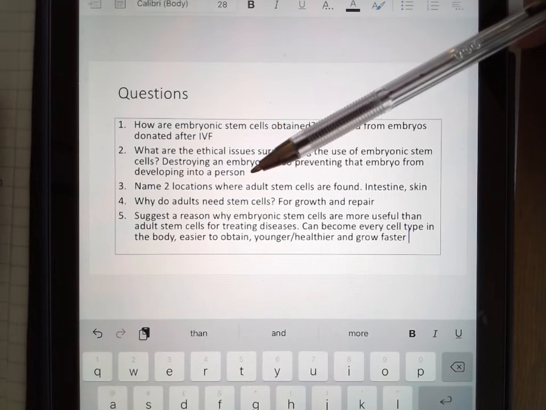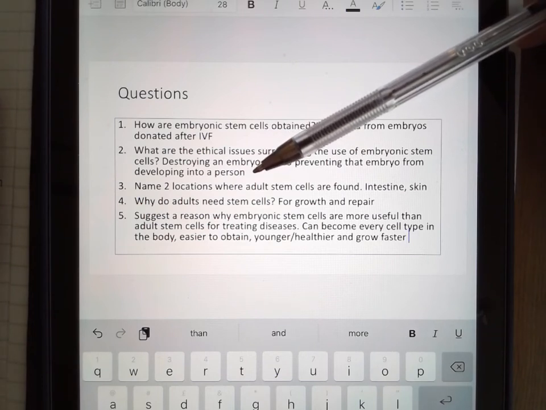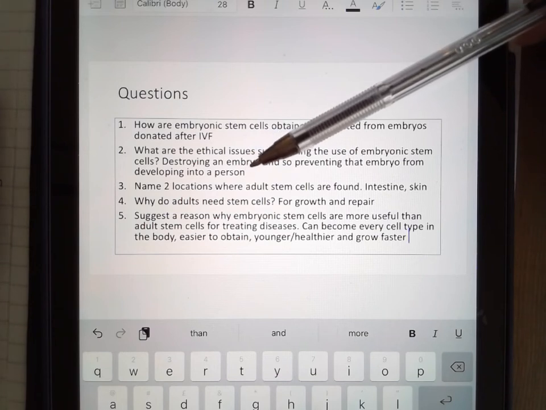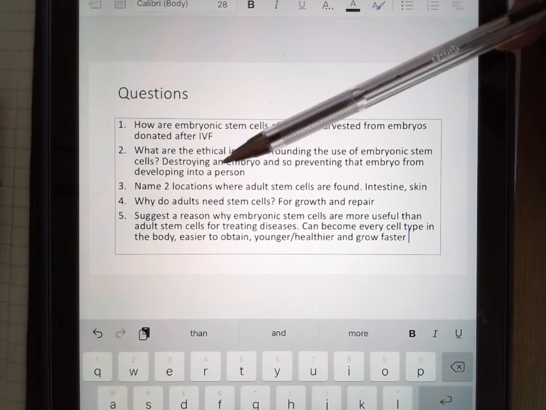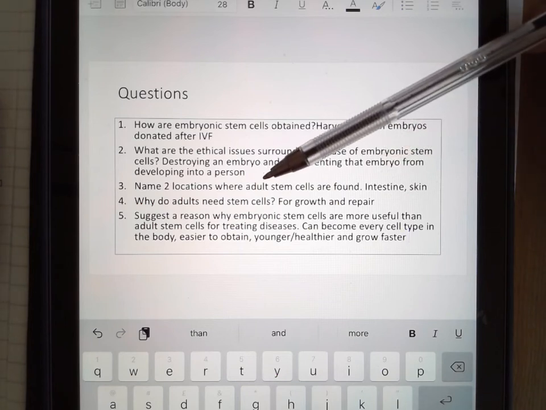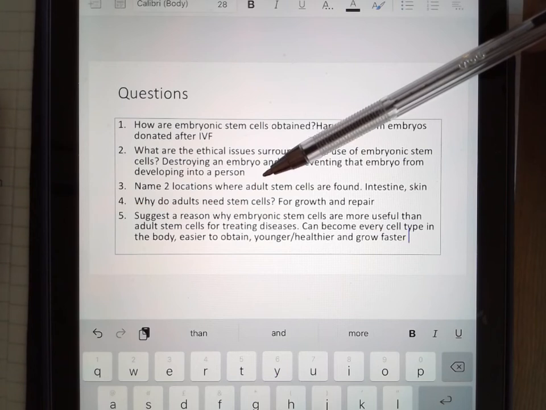It's the same with abortion, where people would strongly feel that, even after a couple of weeks, it's a life and you've got no right to destroy it. It's the same with an embryo. Although it's just a ball of cells, some would argue that it is still life and you've got no right to destroy it. So I've written destroying an embryo, and so preventing that embryo from developing into a person, as opposed to just saying destroying life. It's more grey as to how you define life.